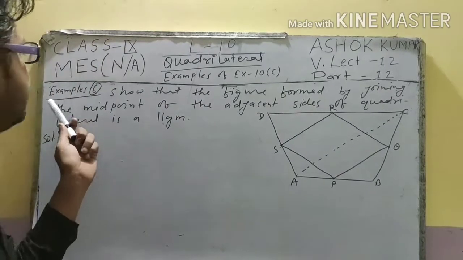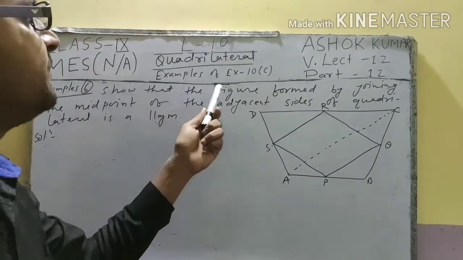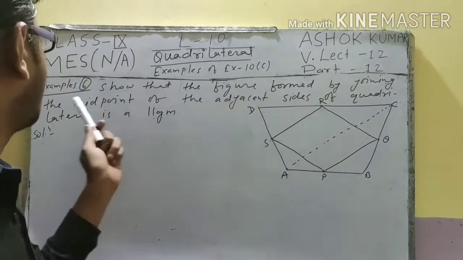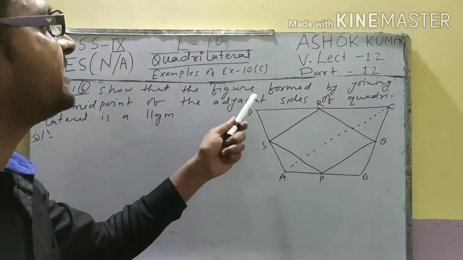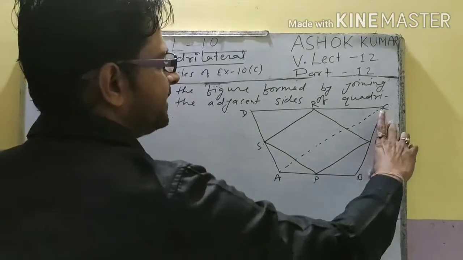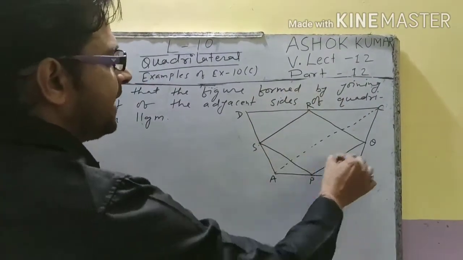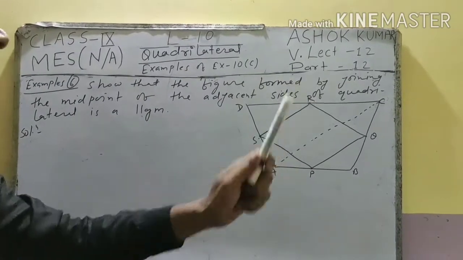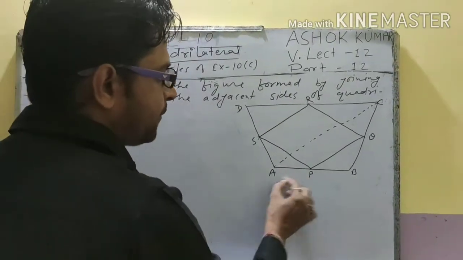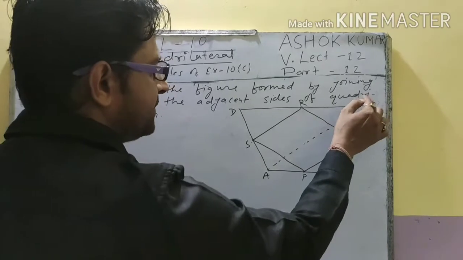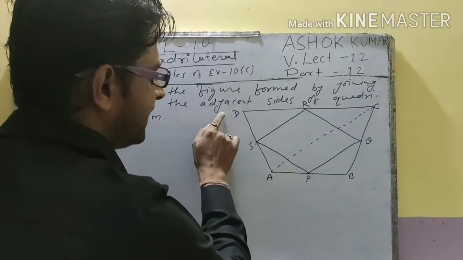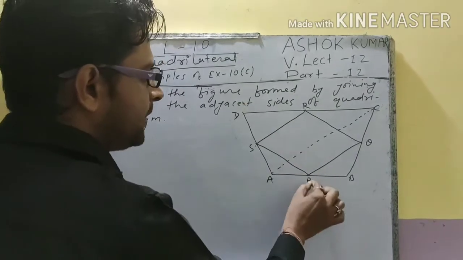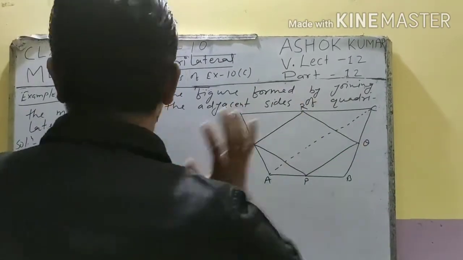Here, example number 6, student. Prove that the figure formed by joining the midpoints of the adjacent sides of a quadrilateral is a parallelogram. That means P is the midpoint of AB, Q is the midpoint of BC, R is the midpoint of DC, and S is the midpoint of DA. So you have to prove PQRS is a parallelogram.